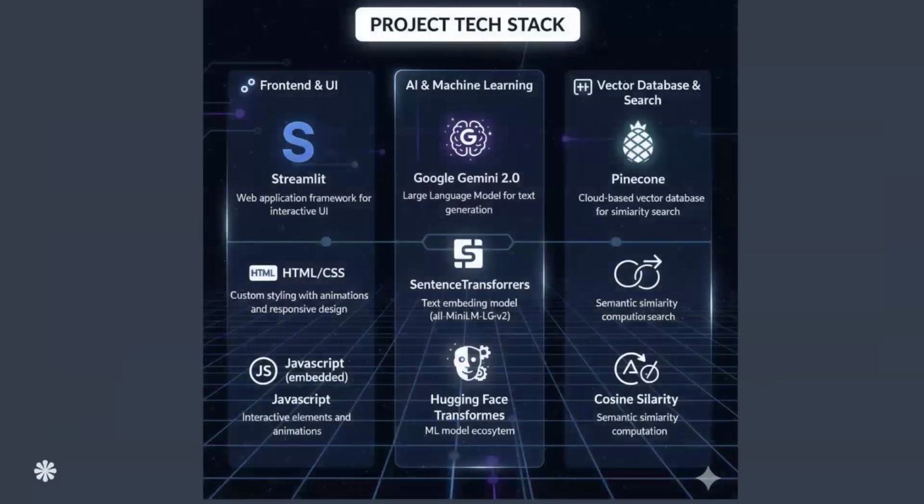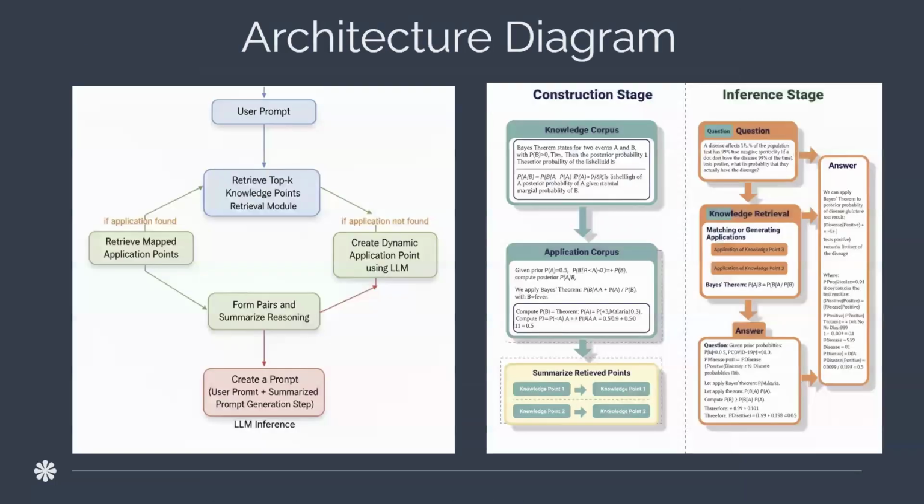For our project tech stack, we have used Streamlit for our front end, and for API calling we have used Google's Gemini Flash 2.5. We have used sentence transformers to convert the text into embeddings, cosine similarity to perform the similarity search, and Pinecone, which is a cloud-based vector database. So these are our tech stack and architecture diagram.